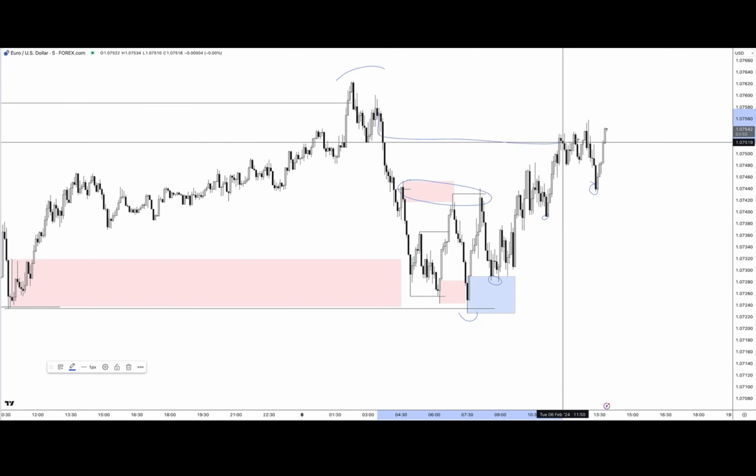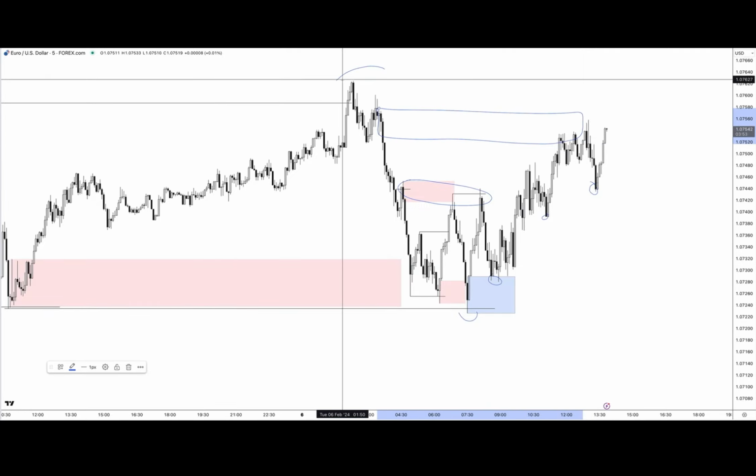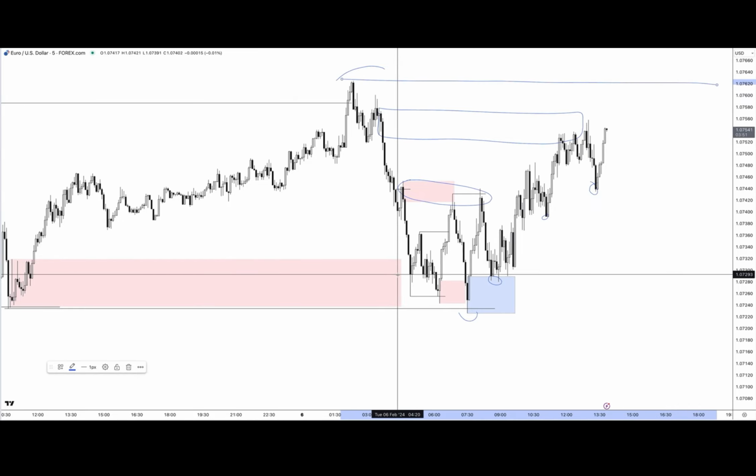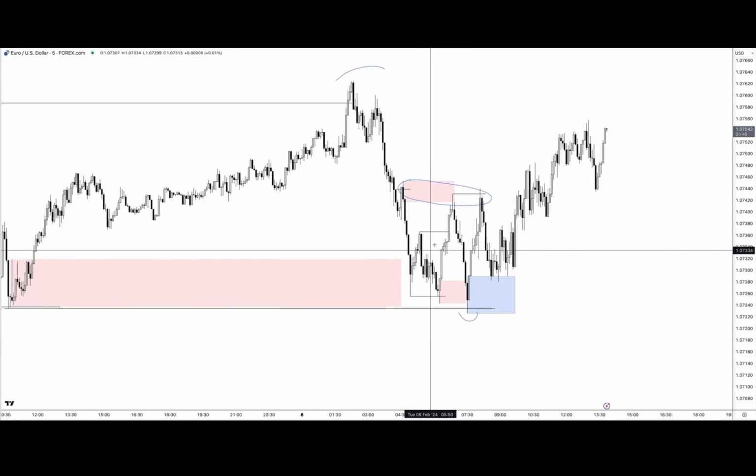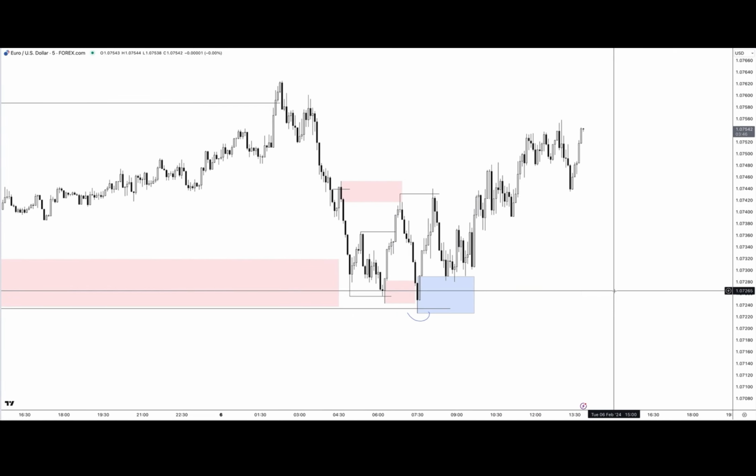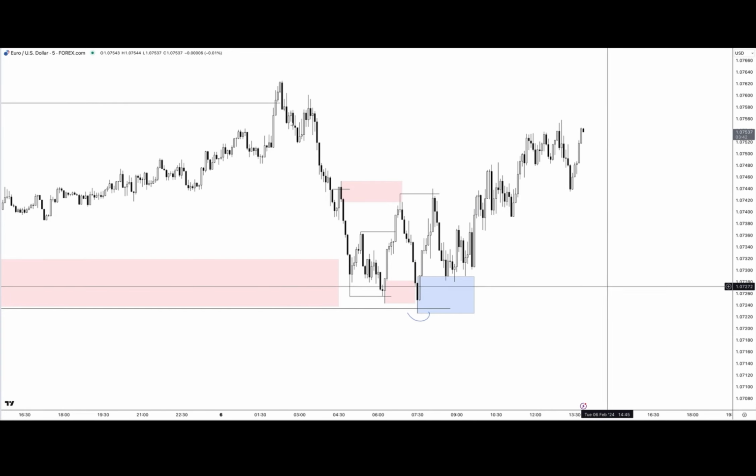These are all traps, and you've got to keep that in mind. Until we get up here, we need to be looking for buys. So with that in mind, I want to keep this as straightforward and as simple as possible. I don't want to make this too complicated.